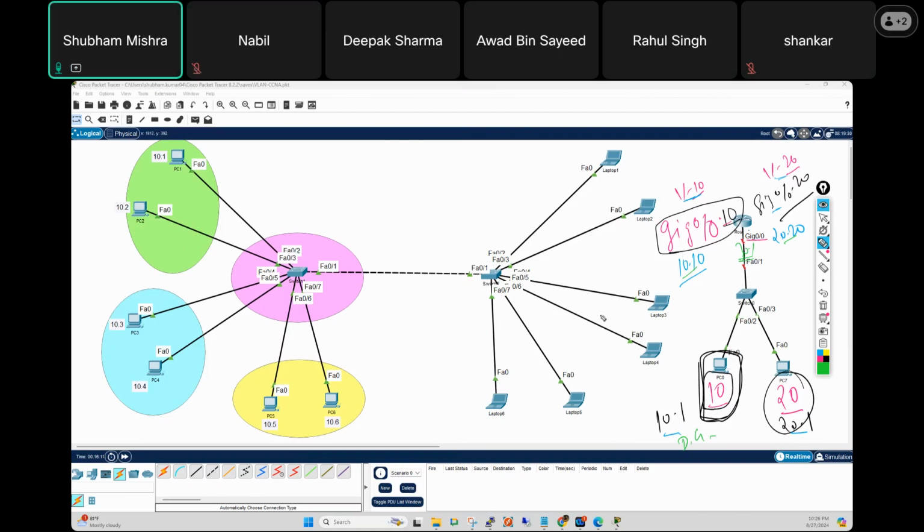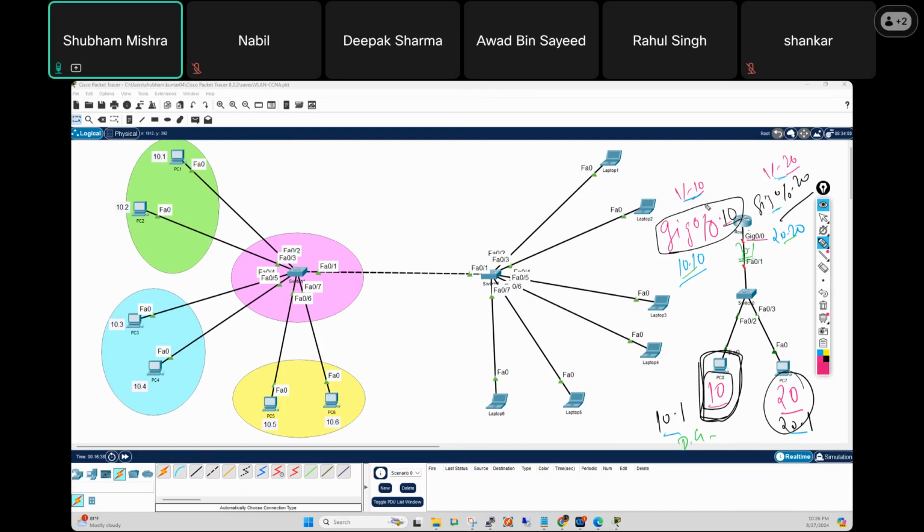Exactly. Yes, it cannot communicate with another VLAN or another network. It can communicate through the same network only. Is anyone saying 30.1 also? Yes, Rahul, 30.1? I think so, but I'm not that sure, sir. Okay, you are telling me you think so. Why do you think it like this?